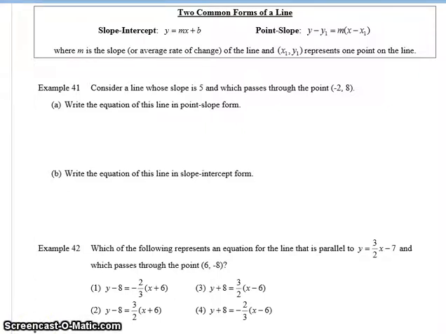This is Unit 2, Day 6. So we're starting out here with two common forms of a line. So we have to dust our cobwebs here from back in our algebra days.